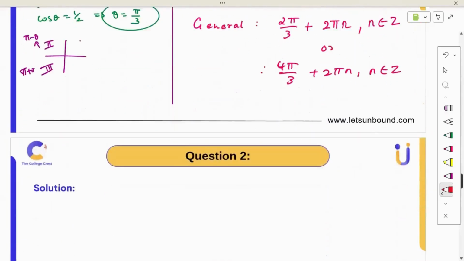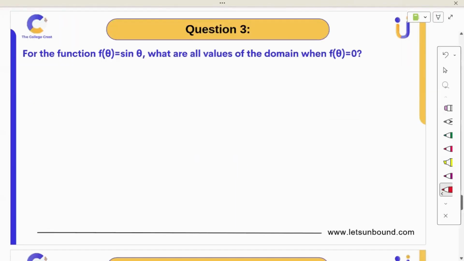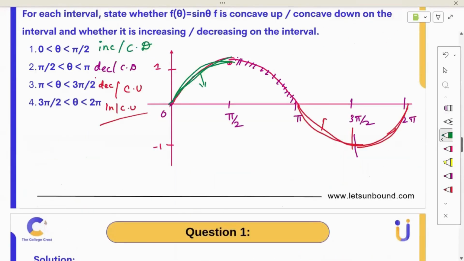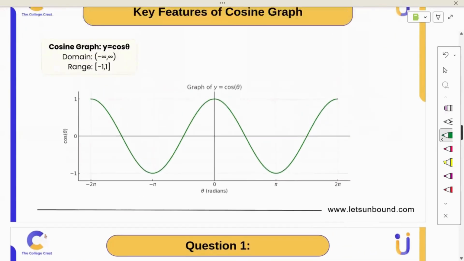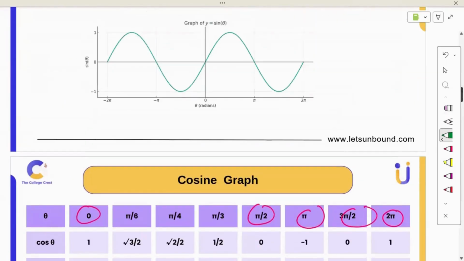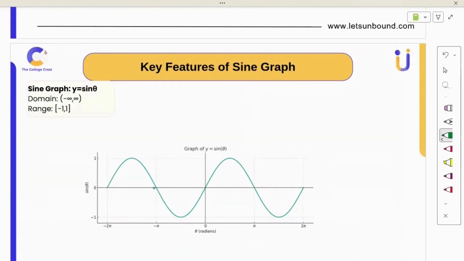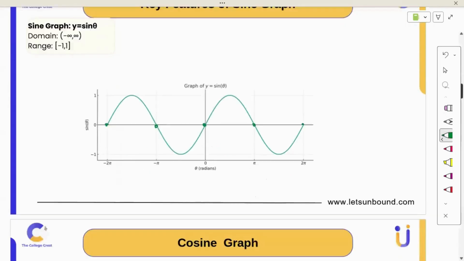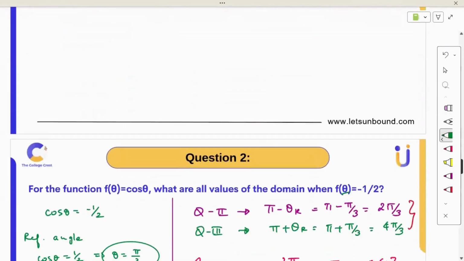Right. And moving to the last question. For the function f of theta is sine theta, what are the values of the domain where f of theta is 0? So from our previous graph, we can see sine will cross the x-axis at 0, pi, 2 pi, like that. Okay, at multiples of pi. So 0, here it crosses at pi, it crosses at 2 pi, it crosses at minus pi, at minus 2 pi. So multiples of pi.